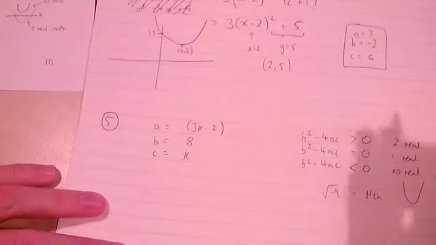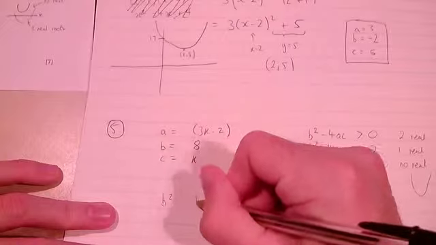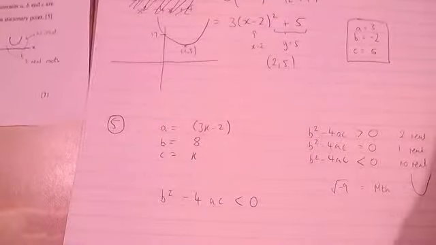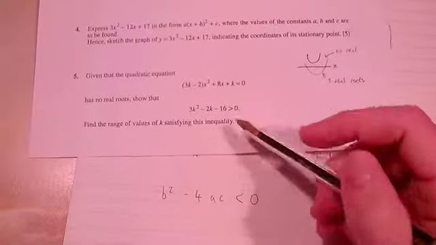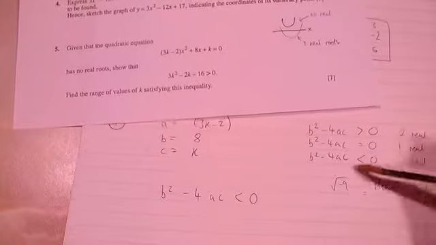Okay, so the fact that I'm told it has no real roots means that I want to use b squared minus 4ac is less than 0. Now the one thing to notice here, if I go back to the question, it says greater than 0, but don't let that affect you. You've got to know these, you've got to learn these things here.